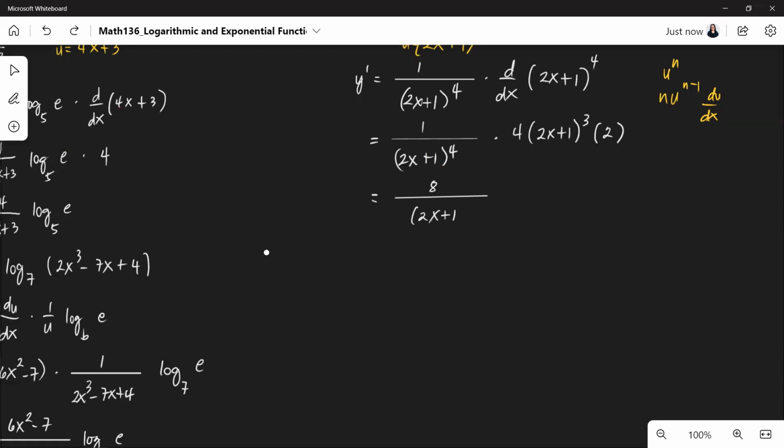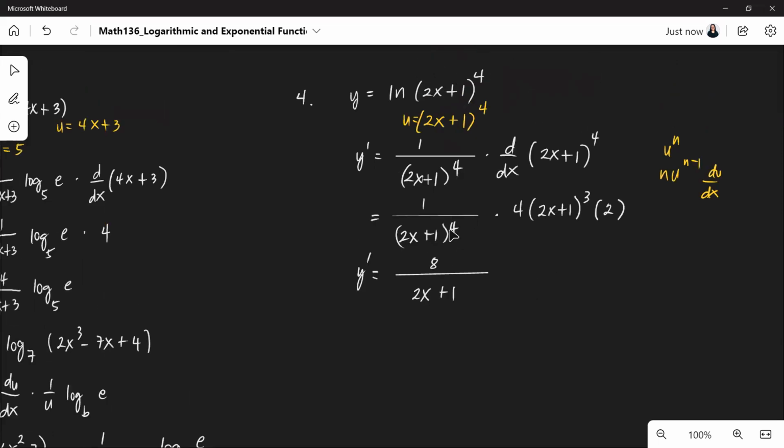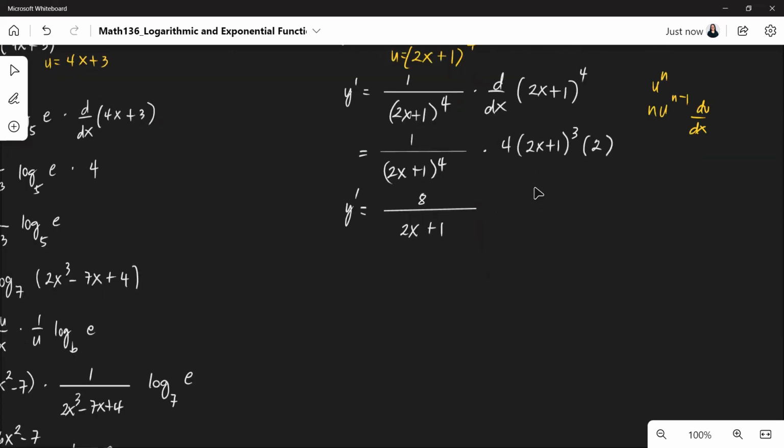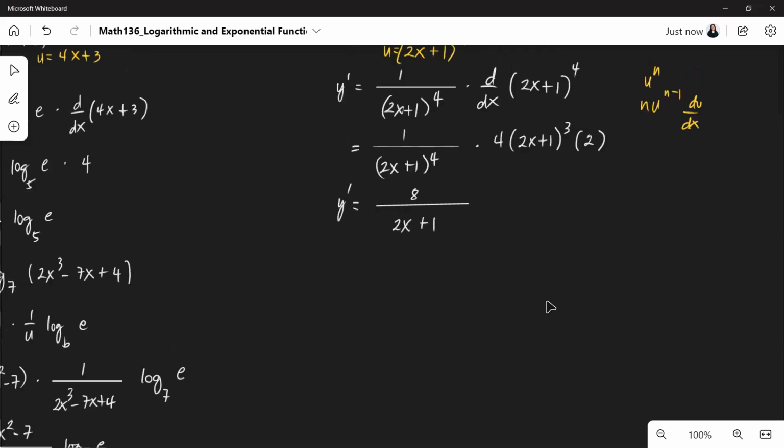Or you can just remove the parenthesis. Okay, so this is the y prime. Or again, similar to D19, you can first get the derivative of u with respect to x, and then write the 1 over u. Okay. So, let's go to the D20.